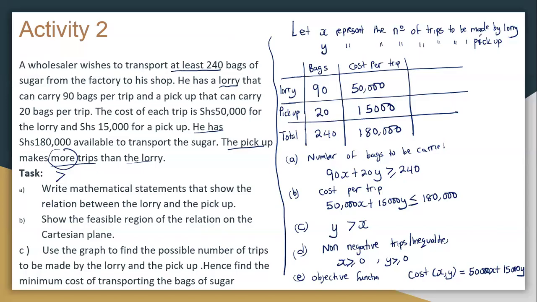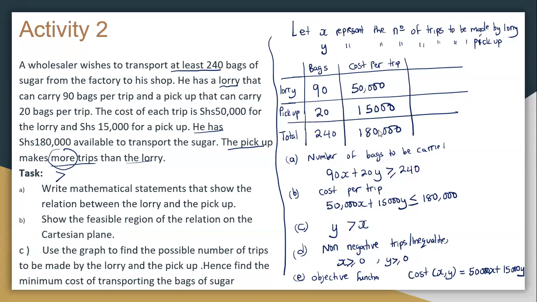Okay, Chisachi, are you concluding? Yes, conclude. The possible number of trips to be made by the lorry are 2, and those to be made by the pickup are 3, and the minimum cost of transporting the bags is 145,000 shillings.